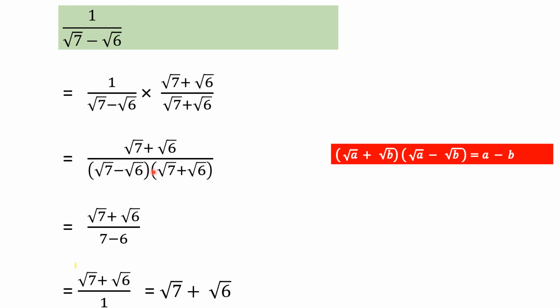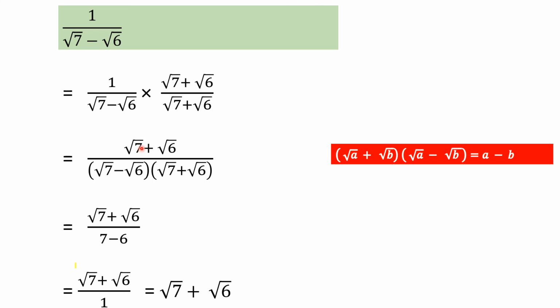Now look, now you have this. Upside you cannot do anything. You don't know what the value of root 7 is, you don't know what the value of root 6 is, and none of the formulas can be applied, right? So you just leave it as it is, root 7 plus root 6. Whenever you rationalize the denominator, remember that the numerator is not of much importance to you.